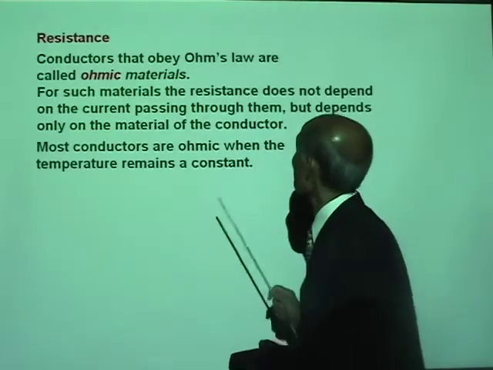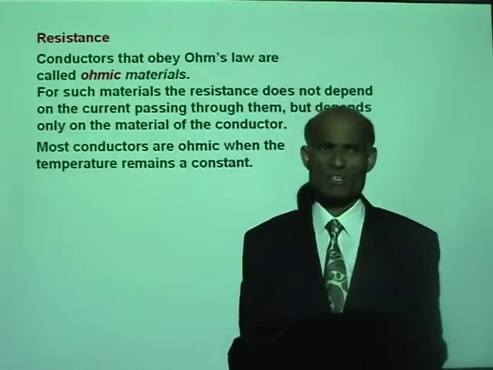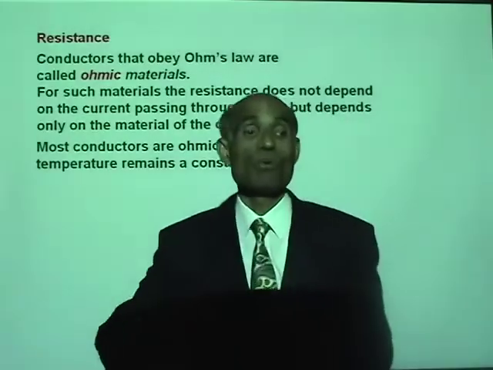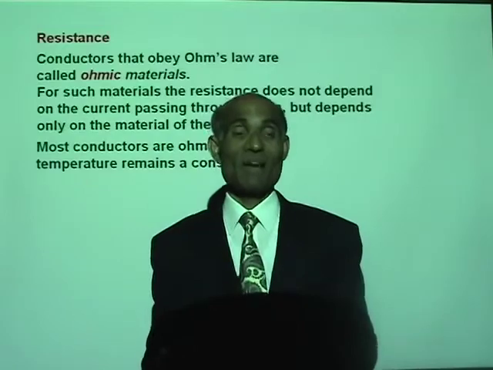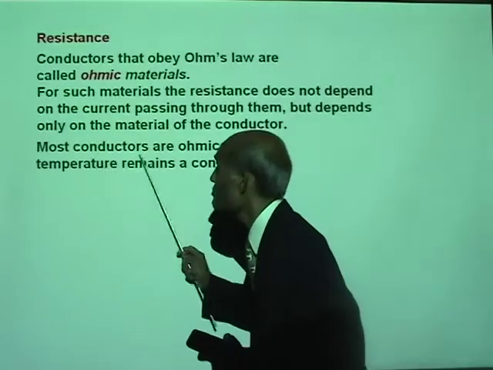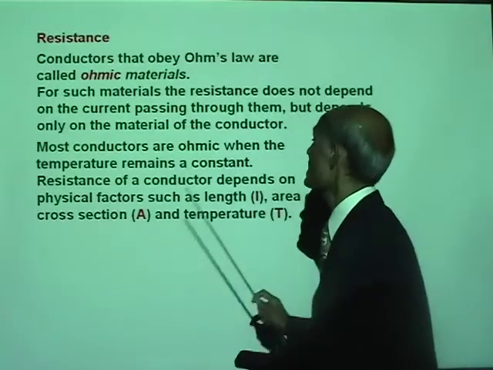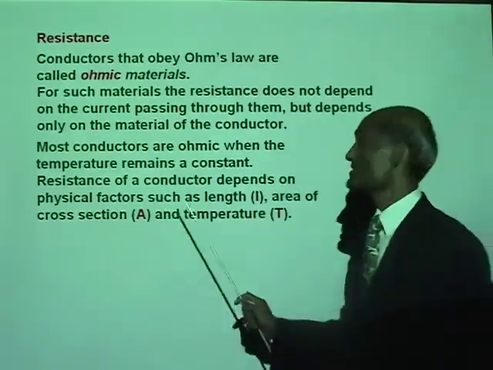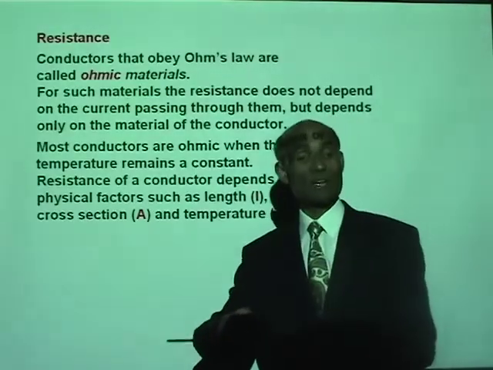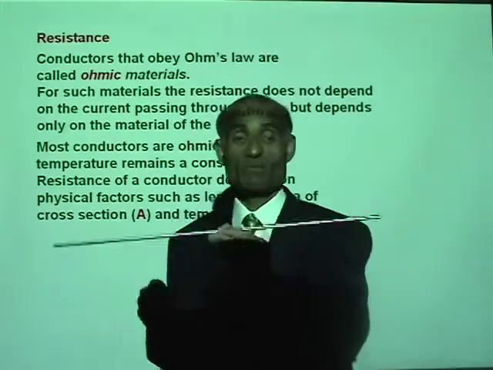For most conductors, when current flows, we will assume that the temperature remains constant. Most conductors are ohmic when the temperature remains constant. That means as long as you don't change the temperature, Ohm's law can be applied to most conductors. That means the resistance of a conductor depends on physical factors such as the length of the conductor, the area of cross-section of the conductor, and the temperature. These are the three things which can affect the resistance of the conductor.